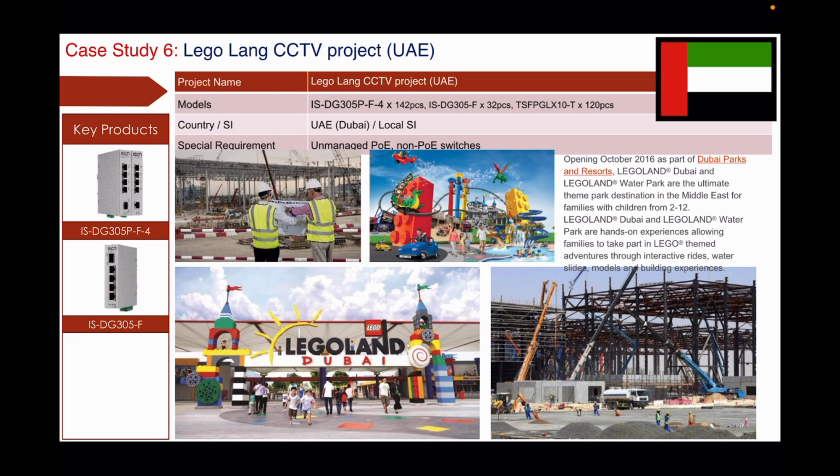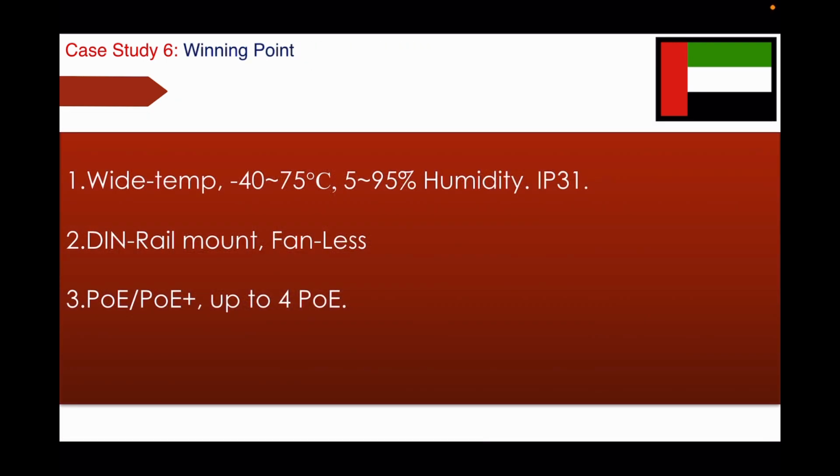Case Study 6, Lego Lang CCTV project in Dubai, UAE. Special requirement: unmanaged PoE, non-PoE switches. Key products: IS-DG30-5P-F-4 and IS-DG30-5-F. Winning points: wide temp, -40 to 75 degrees Celsius, 5 to 95% humidity, IP31, DIN rail mount, fanless, PoE and PoE plus, up to 4 PoE.